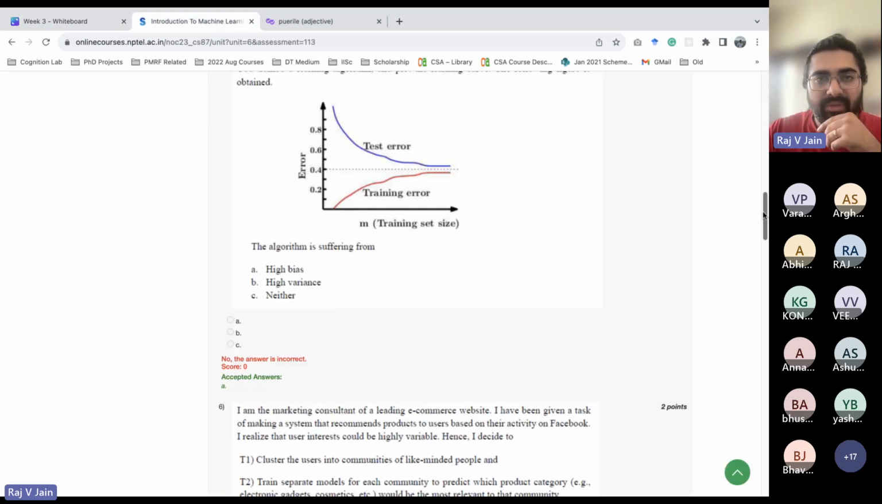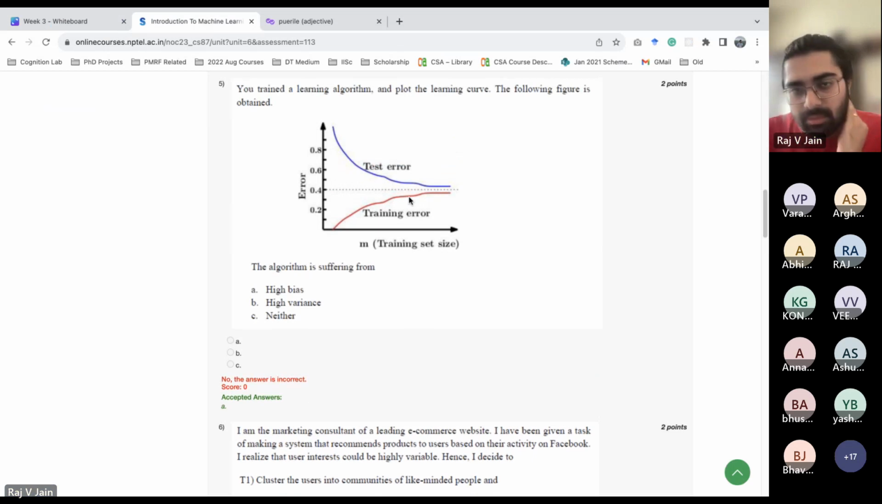Next, question number 5. I saw there are a lot of questions here also. Again a similar sort of issue. The following figure is obtained. As you see here, as you increase the training set, that is, you have more and more training examples, the test error is decreasing, which is good. But the training error is increasing, right? So what do you think the algorithm is suffering from?